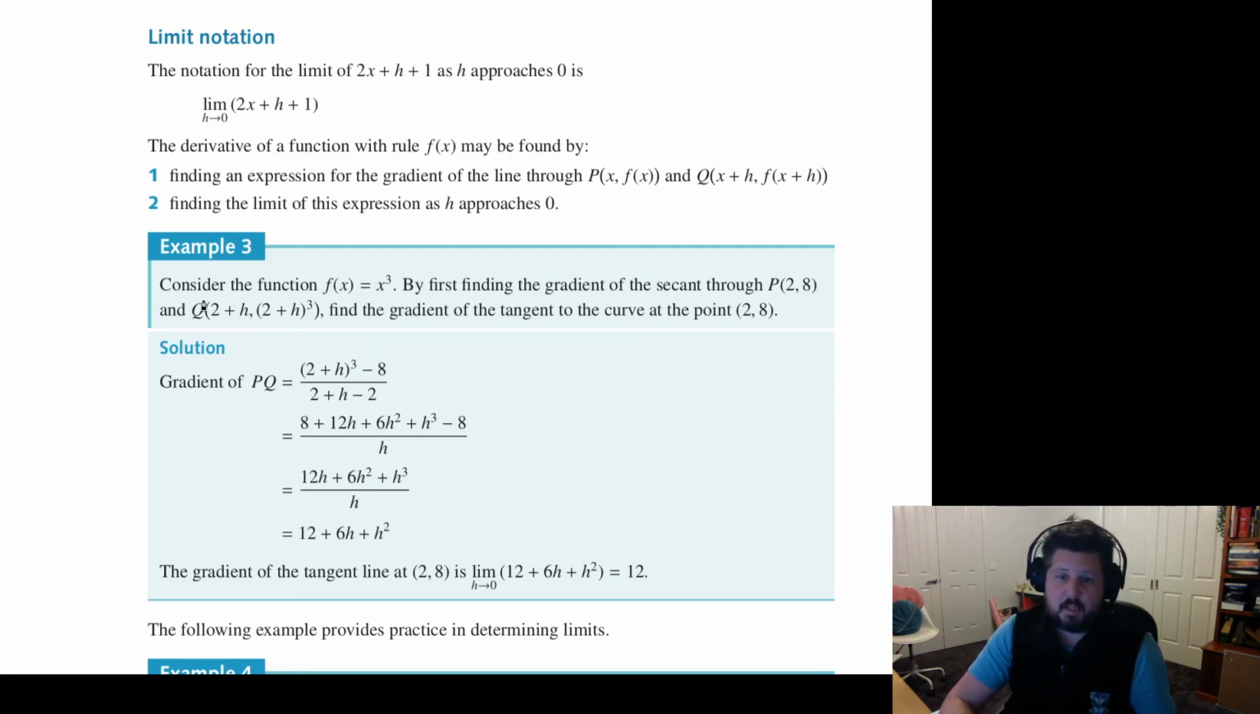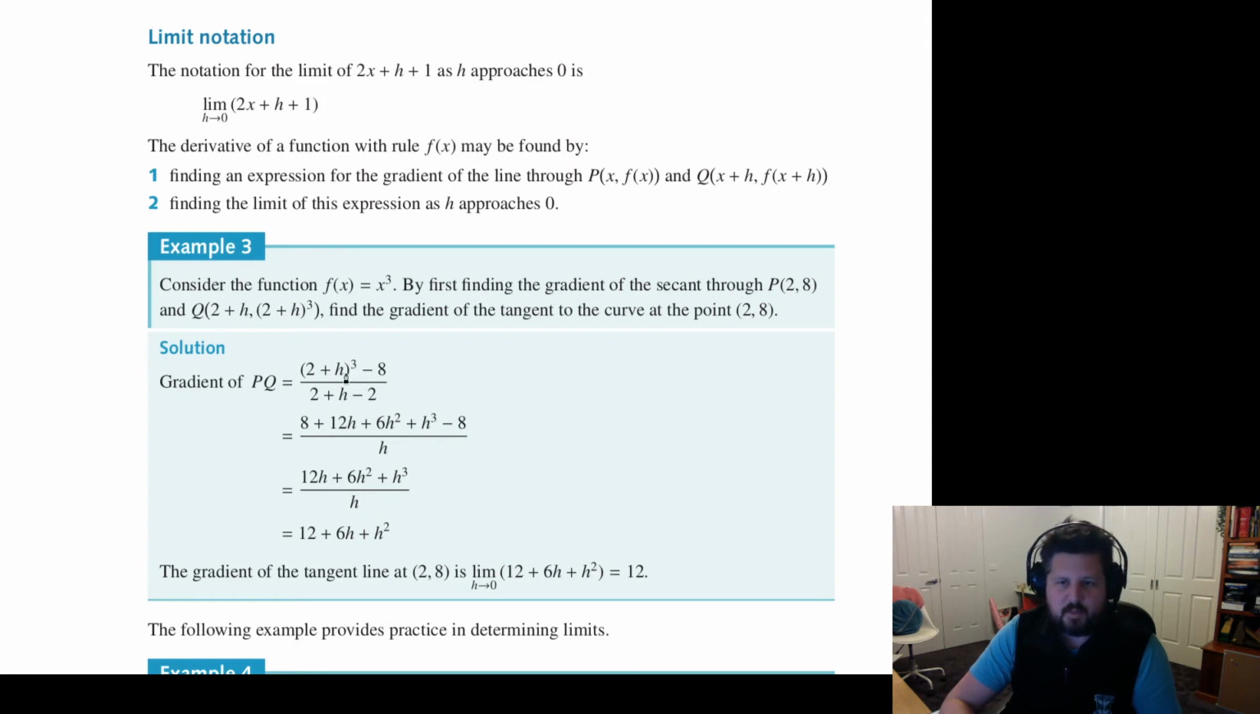So here is another example. It says consider the function f of x equals x cubed by first finding the gradient of the secant through the point 2, 8, and then through another point Q, which is happening at this location. It's saying find the gradient of the tangent to the curve at the point 2, 8. So again, let's go through that process. Finding the gradient between P and Q, obviously it's going to be this value take away this value on the top line, which they've done, divided by this here, 2 plus h, take away this value here.